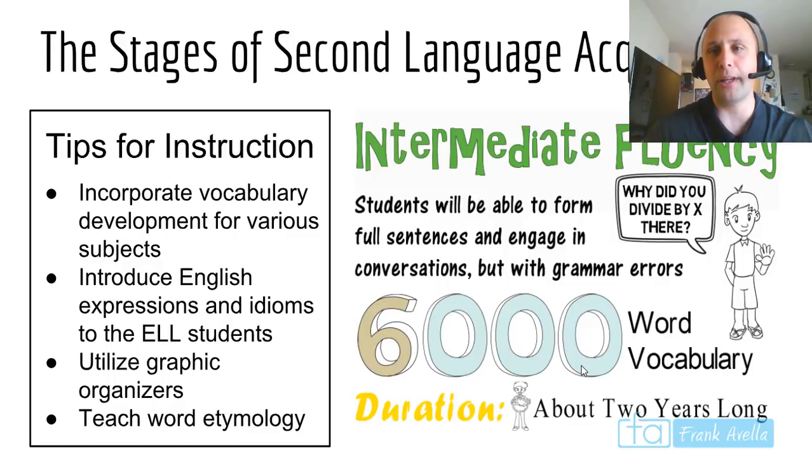Okay, intermediate fluency. Now we're starting to get somewhere. Students will be able to form sentences and engage in conversations, but with grammar errors. So take a look here: "Why did you divide X over there?" They have a vocabulary of about 6,000 words, and this lasts for about 2 years. Incorporate vocabulary development as a tip for instruction. Introduce English expressions. You can utilize graphic organizers and teach word etymology.